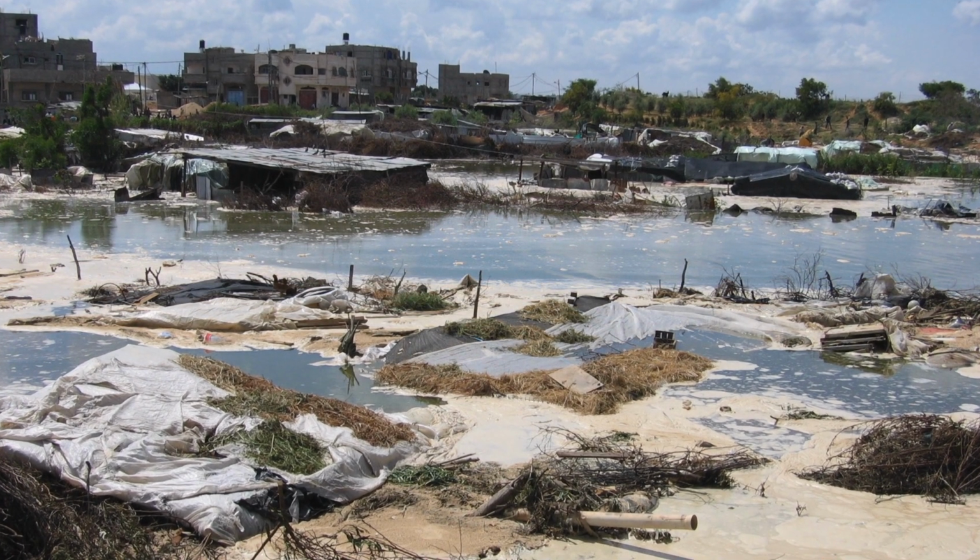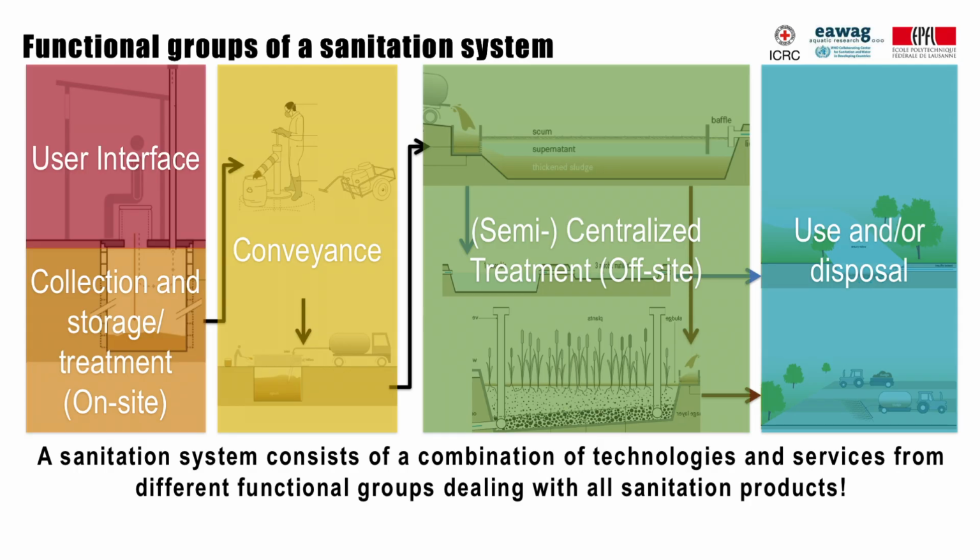emergency latrines. This graph depicts the 5 different functional groups that make a sanitation system in order to safely use a toilet, collect, store, convey, treat, and use or dispose each sanitation product. A sanitation system is always built using technologies from these 5 different functional groups. But remember, not every system requires a technology from each functional group. This systematic thinking can help us to organize and plan the most appropriate system for a given context.